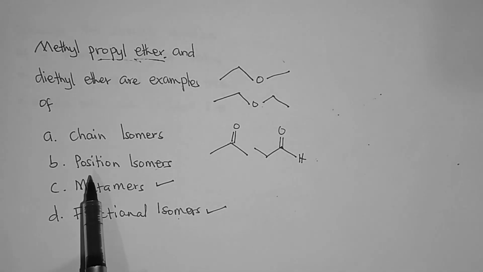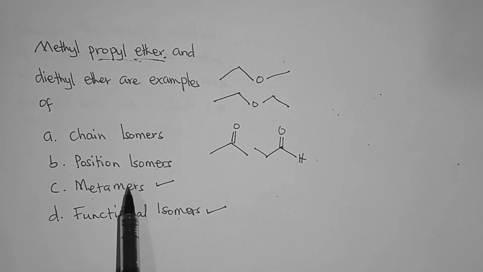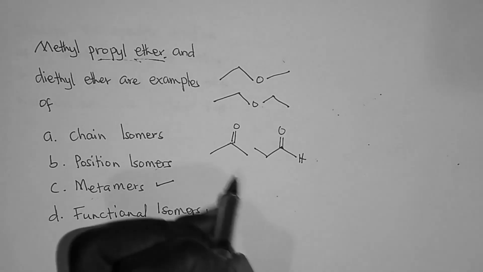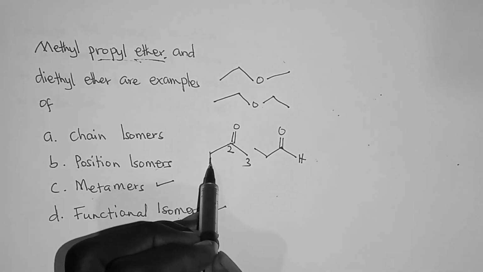Now let's come to positional isomerism. What are positional isomers? They are constitutional isomers that have the same functional group, but they differ from each other in the position of the carbons to which they are bonded. You can see that this is on carbon number 2. This is 1, 2, 3.